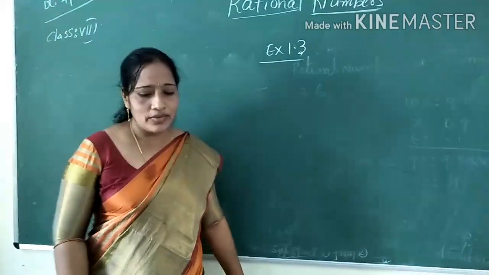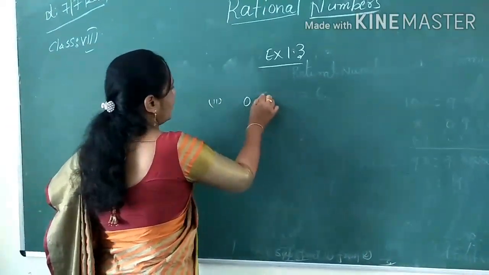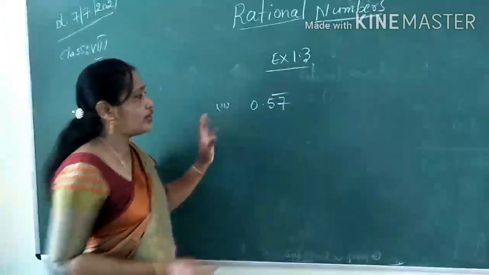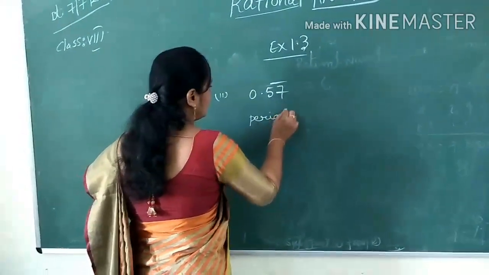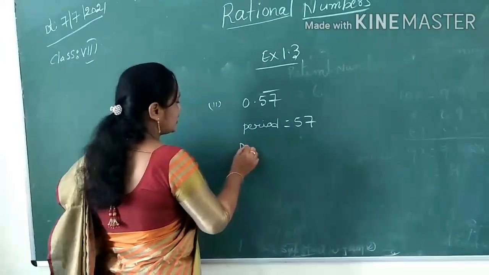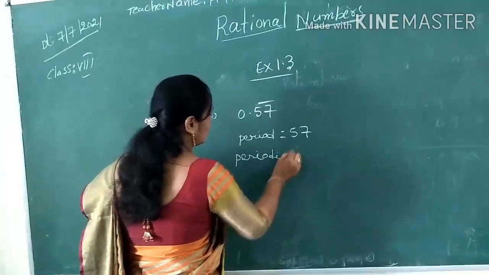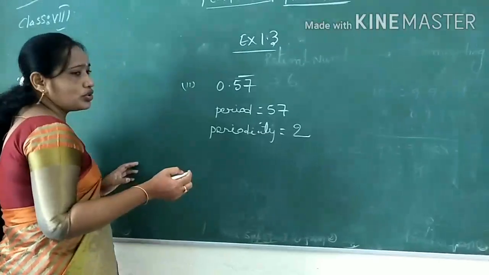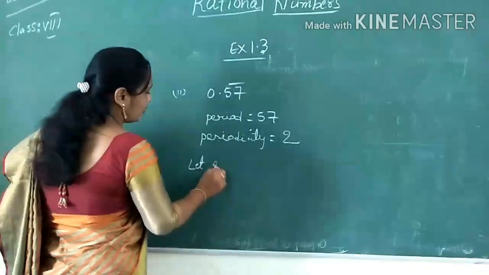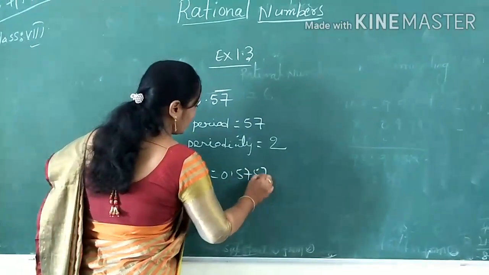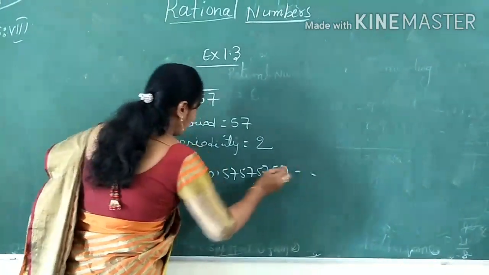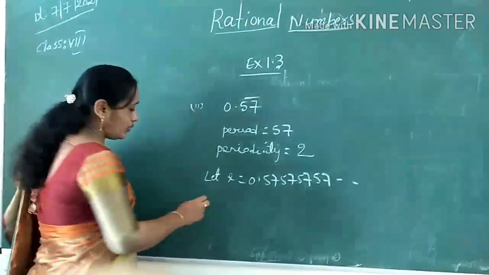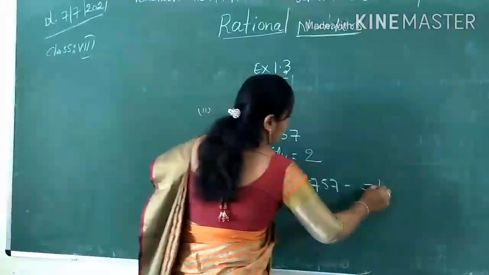Now we go to the next sum: 0.57 bar. How many digits are repeated here? 57, so the period is 57 and the periodicity is 2. Let us take x equal to 0.5757 and so on. Only 2 digits are repeated, so we have to multiply both sides by 100.